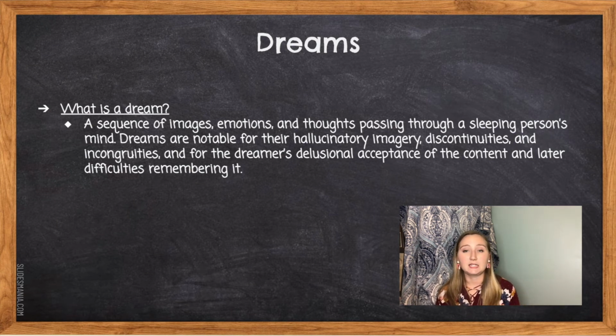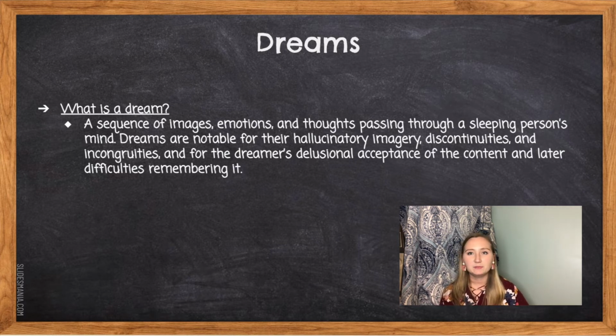Incongruities. There's certain things that happen in your mind, in your dream, that when you wake up and try to now explain your dream, they make no sense as you're trying to explain them. And for the dreamer's delusional acceptance of the content and later difficulties remembering it. So you will accept the content. You're just like, well, that was my dream. That's what happened. In the dream, you're not protesting it. You normally do that when you're trying to explain it, right? And then you later have difficulties remembering your dream. Even if it was vivid and you wake up feeling like you remember every detail, if you actually try to explain your dream, it can be quite difficult.